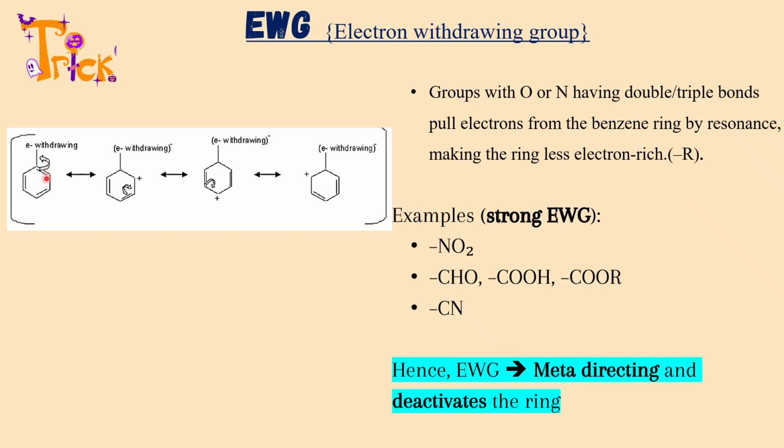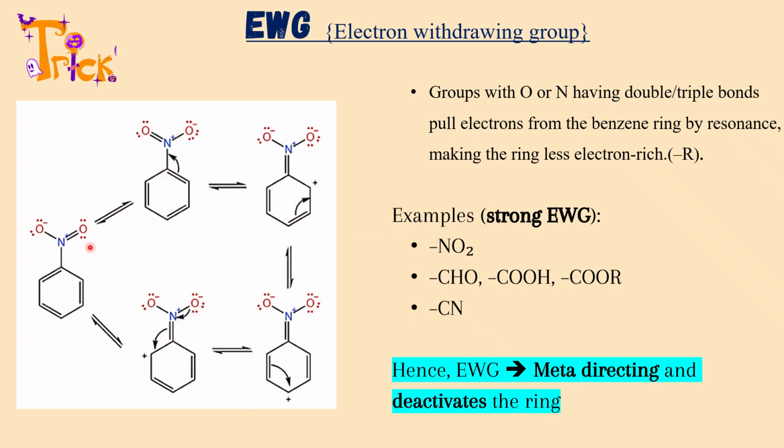Okay, so due to this minus R effect, we can clearly see that there is a positive charge at ortho and para position. What do you mean by this positive charge? Well, it is the indication of the electron deficiency. This means ortho and para position, they are electron deficient. But if we compare the meta position, we can see that the electron density is slightly higher than that of ortho and para position because there is no positive charge. So we can say that meta position is more favorable to undergo an electrophilic substitution reaction.